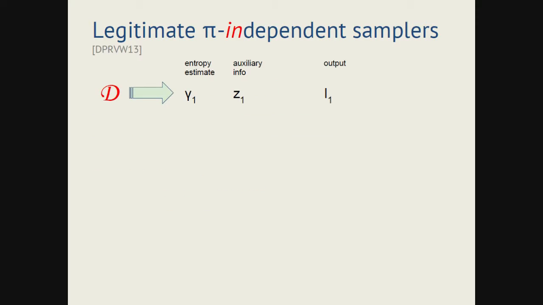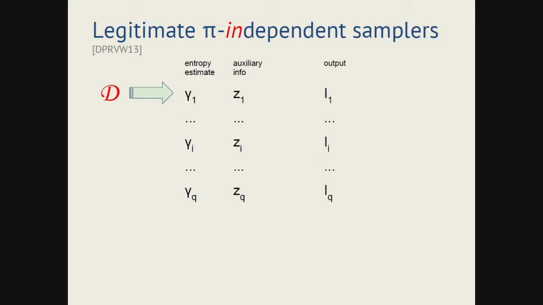But to do that, let me compare by first showing you how pi-independent legitimate samplers were defined in the work of Dodis et al. So there, the distribution sampler simply outputted upon each invocation a triple, where the last and important part of it is the output I, which will turn out to be the input for the PRNG, then some auxiliary information, and then an entropy estimate gamma that is supposed to estimate the amount of entropy that is in this input. And this happens upon every invocation of D.